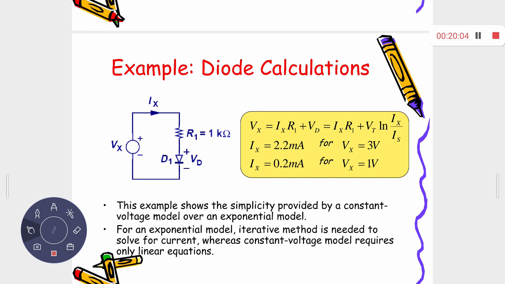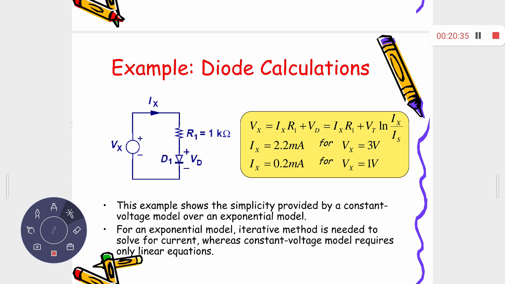You can simply apply KVL. Hopefully you already know what KVL, Kirchhoff's voltage law, is from your basic electrical engineering knowledge. If I apply KVL in this particular loop, in fact there is only one loop, I get Vx equal to the drop across the resistance, that is Ix R1, plus the diode voltage. So how can you calculate this diode voltage?